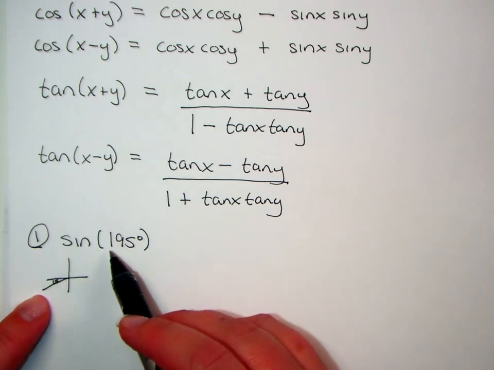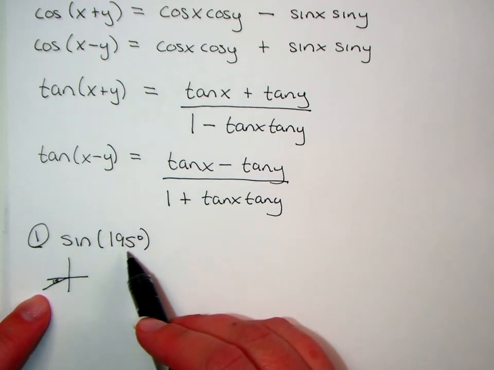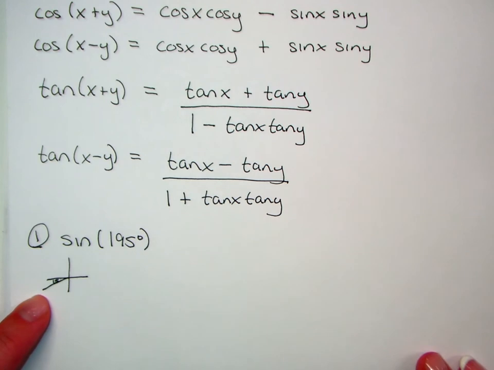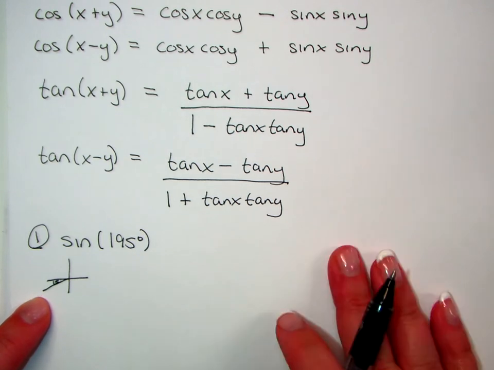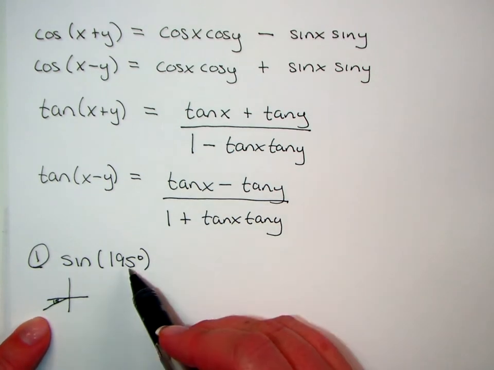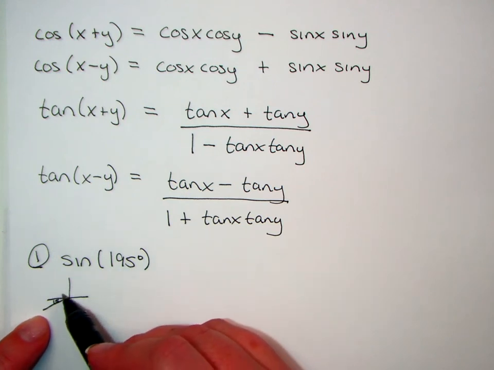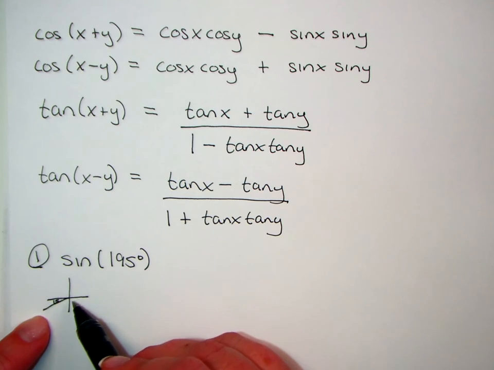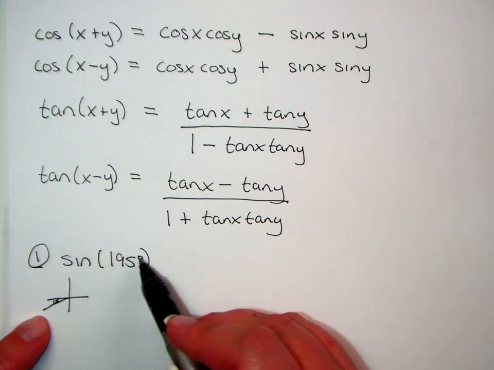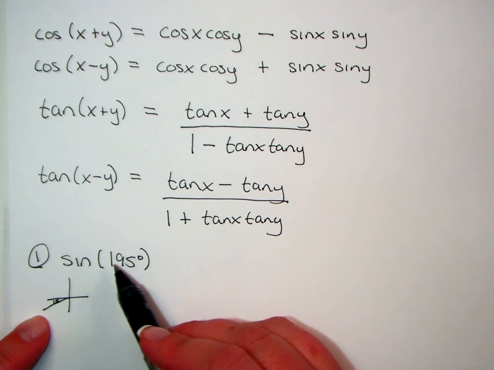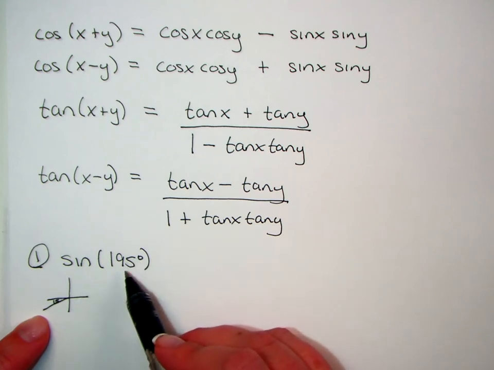But could we write 195 degrees as a sum or difference of angles that we do know? So what about 150 plus 45? 150, we know that point on the unit circle. 45, we definitely know that point on the unit circle. So I could write this as a sum. I could also write this as a difference.